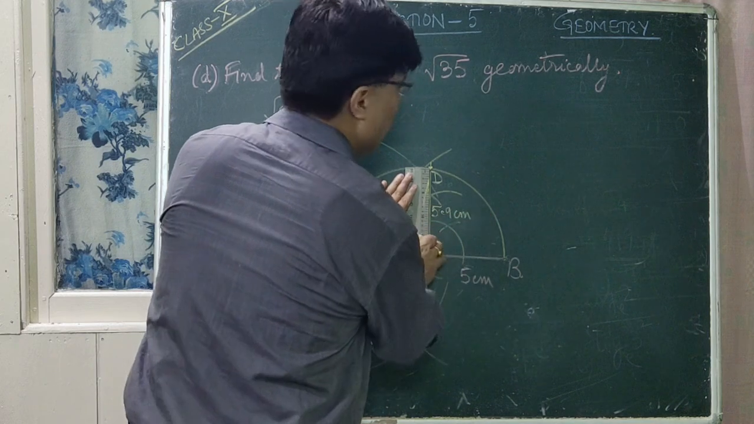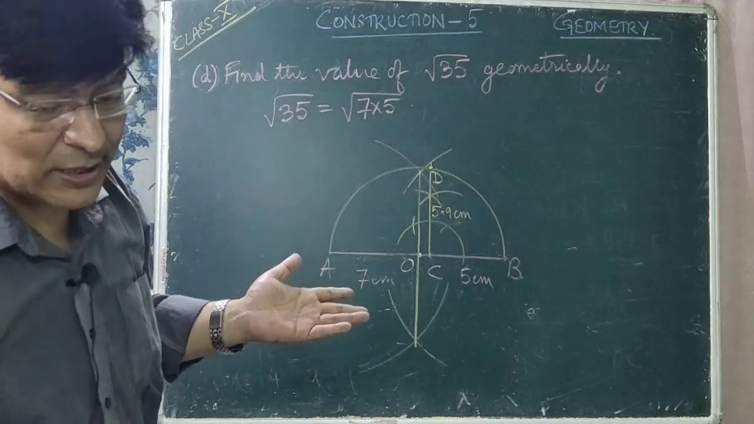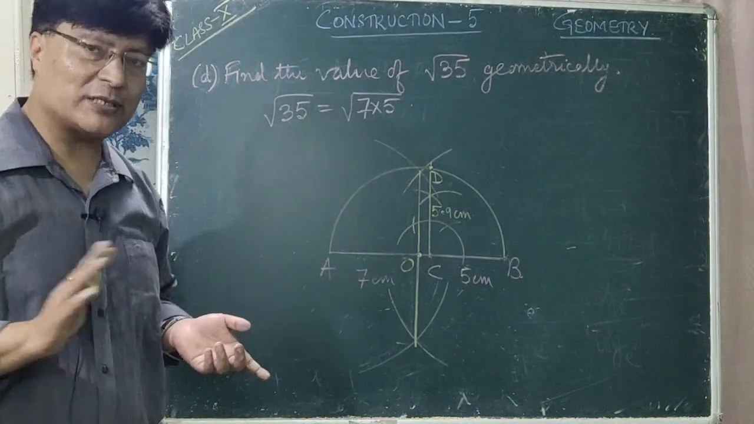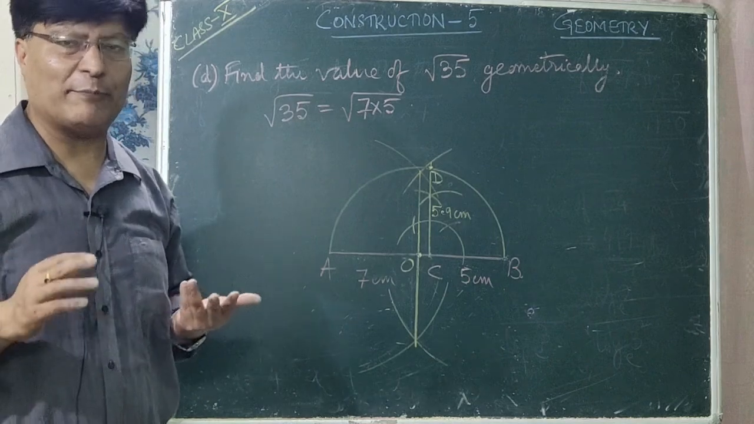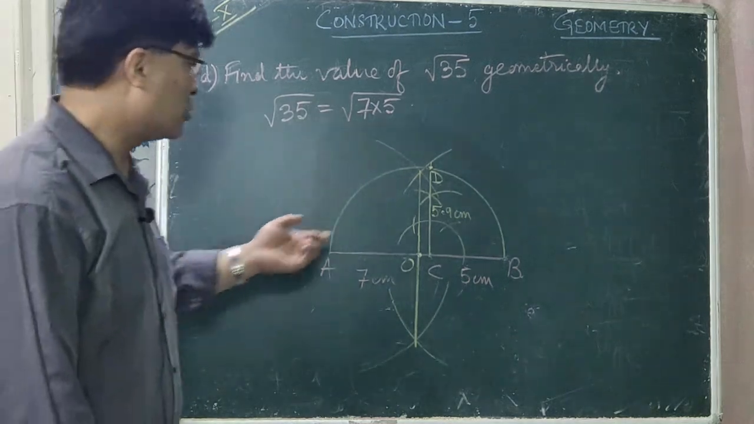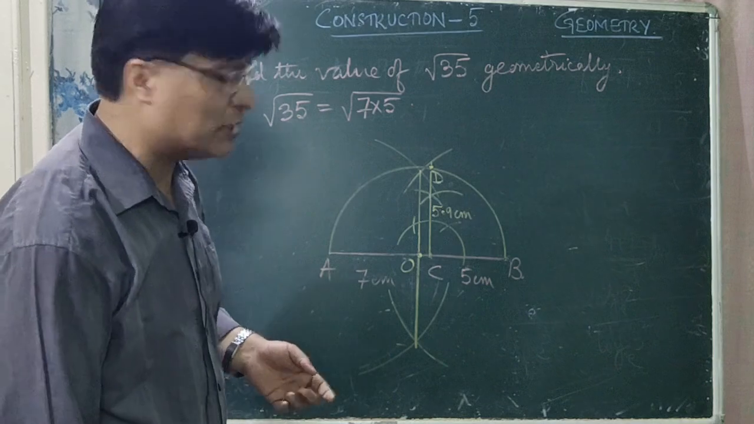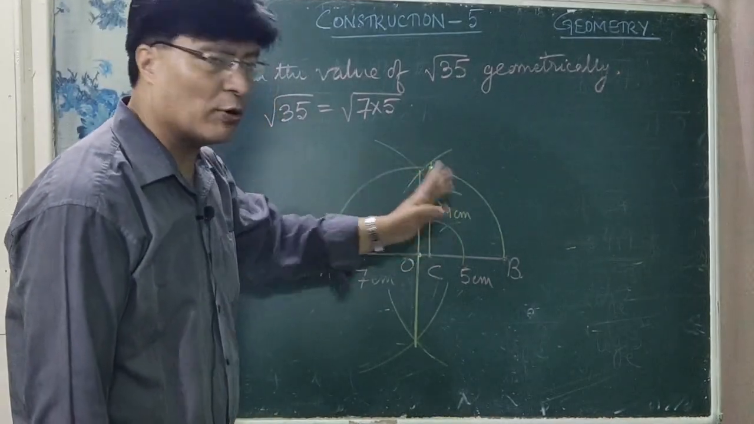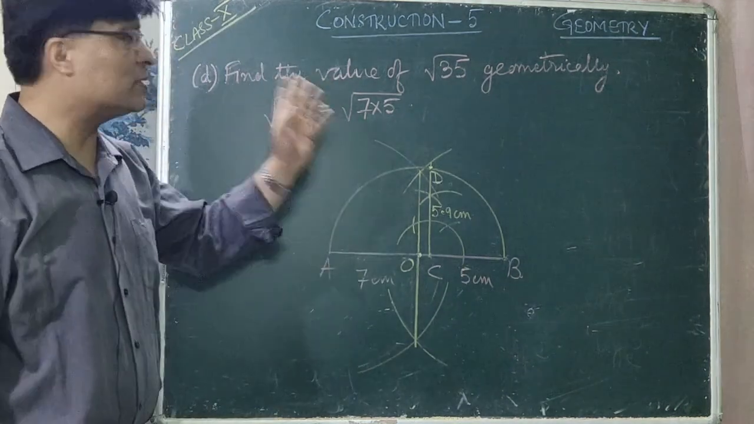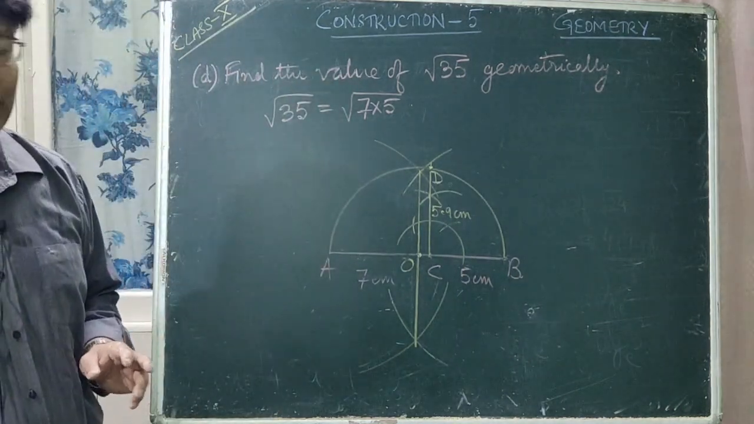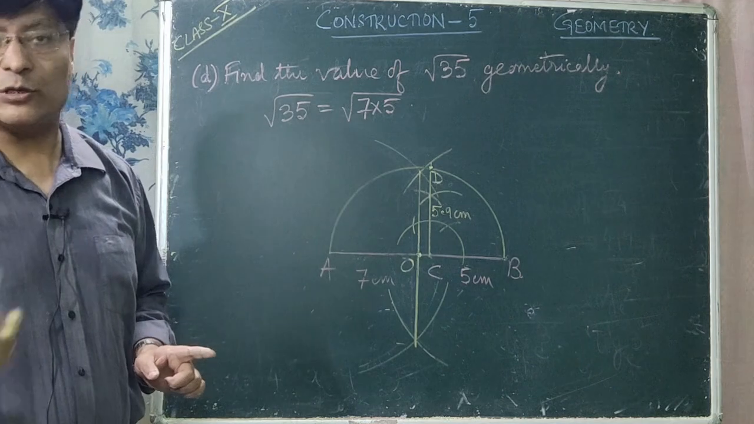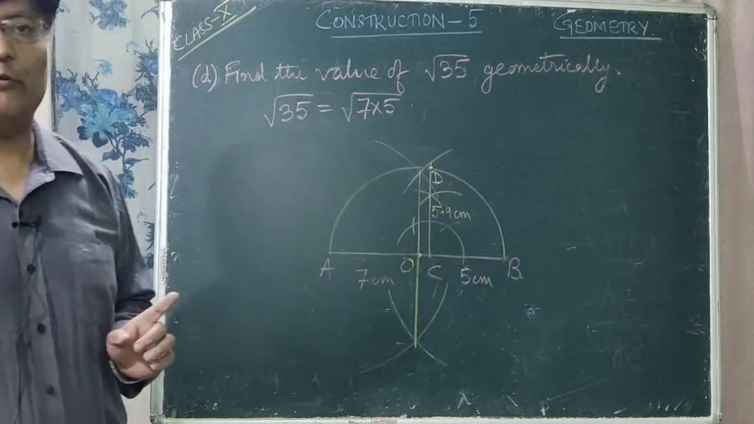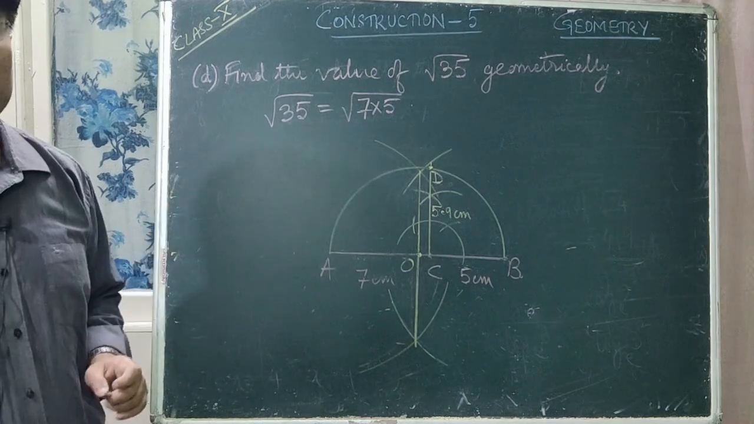Now it will be 5.9 centimeter. It may be 5.8 also but not 6, because the square root of 36 is only 6 but square root of 35 is not 6. It may be 5.9, it may be 5.8 and so on, right? So we have measured the length of CD as 5.9 centimeter. So what is the value of root over 35 geometrically? It is 5.9. Don't write down the unit in this case, okay, because you have to get only the value of root over 35, so no unit is necessary.